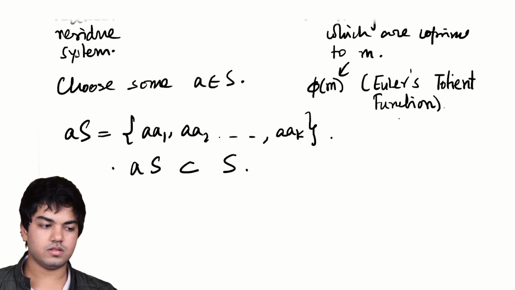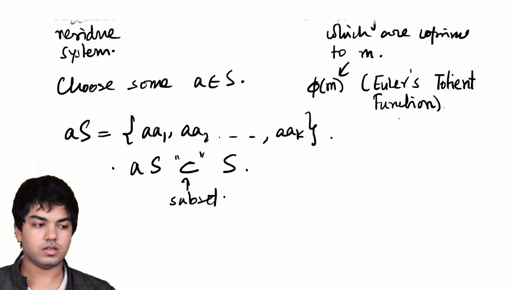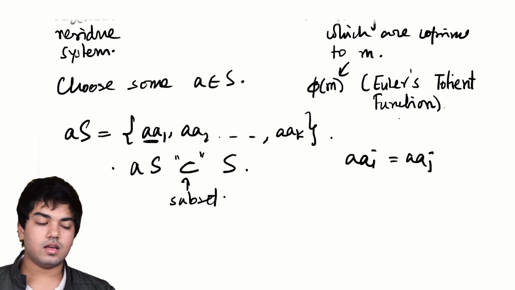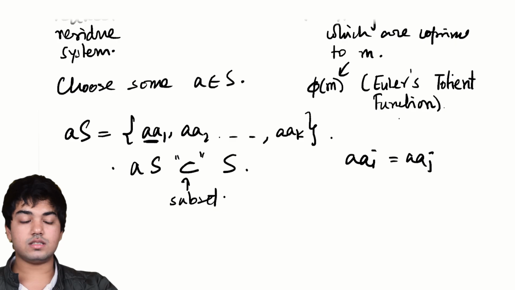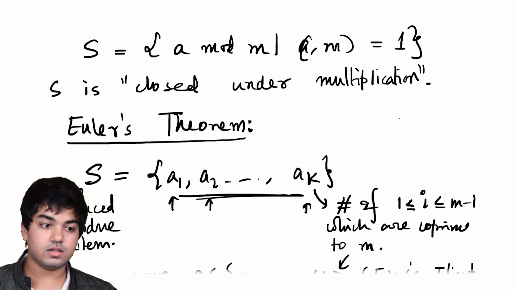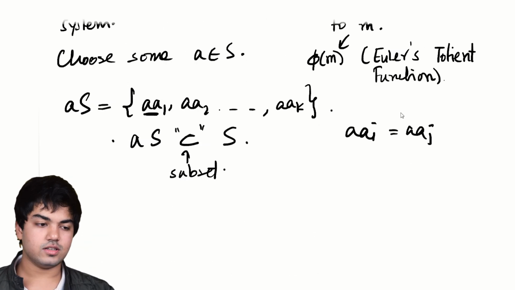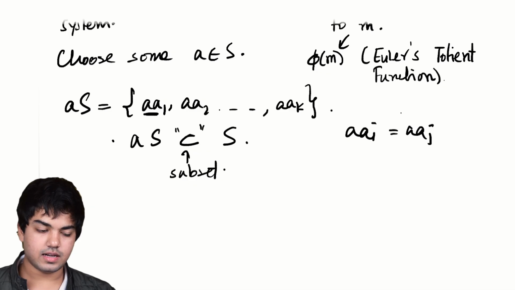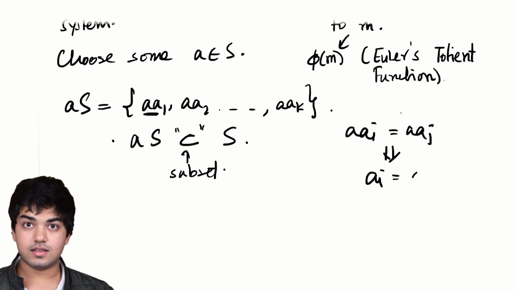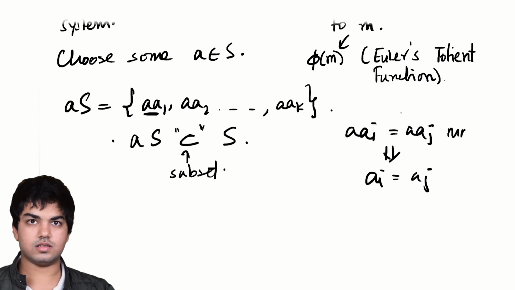This is just a symbol which means subset of. It's possible on the outset that maybe two numbers, AAI is equal to AAJ. We'll come to that later. But at the very least, I know that all of these numbers are still going to be inside S because S is closed under multiplication. But in particular, this implies that AI is equal to AJ. Why? Because note that all of this is obviously happening mod M.